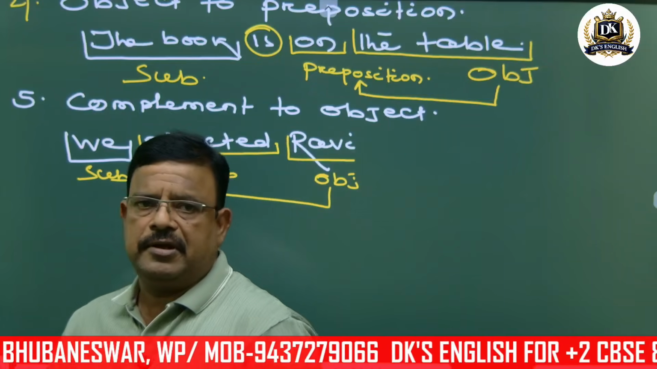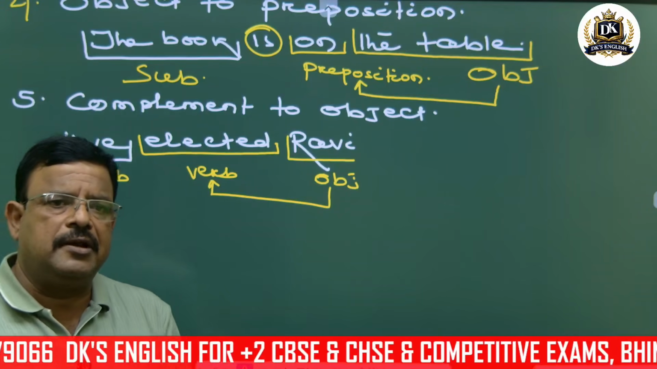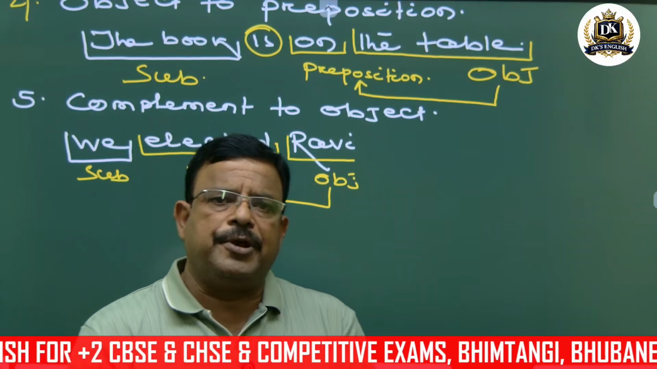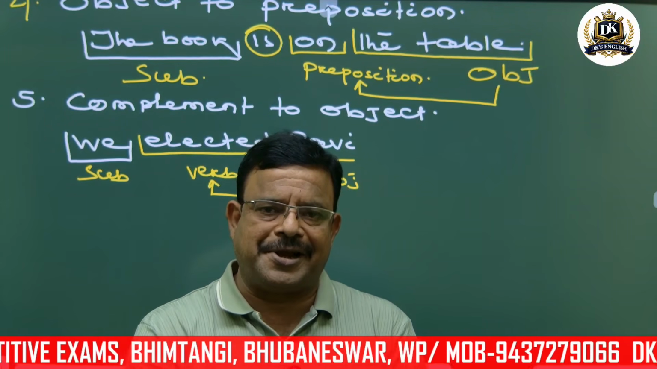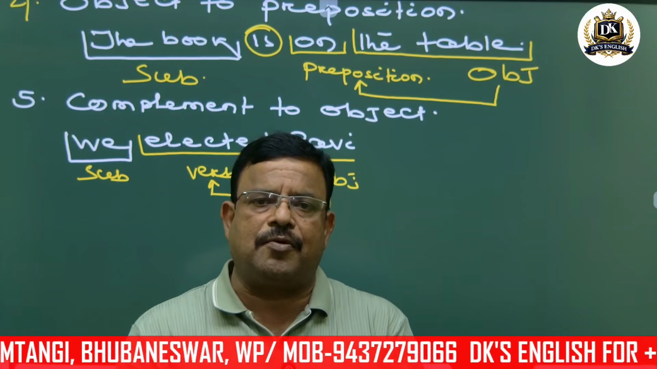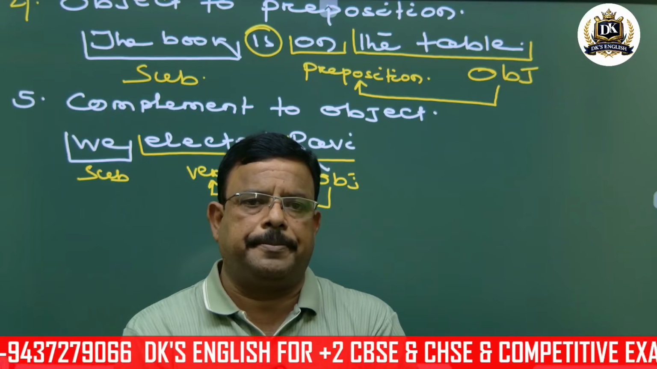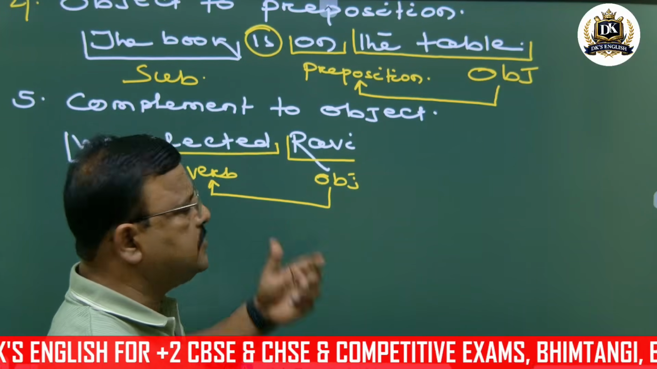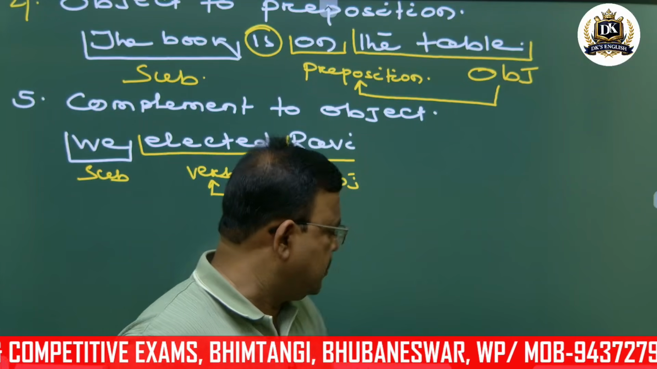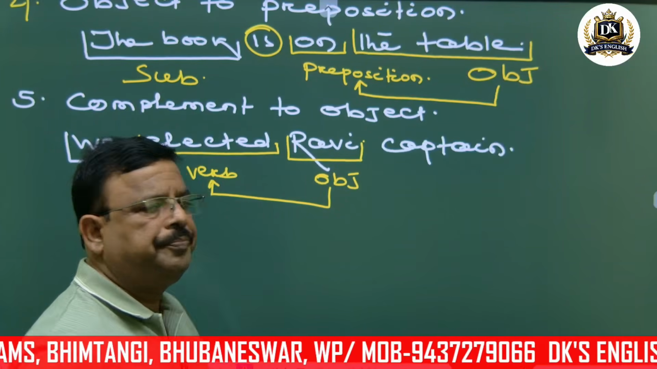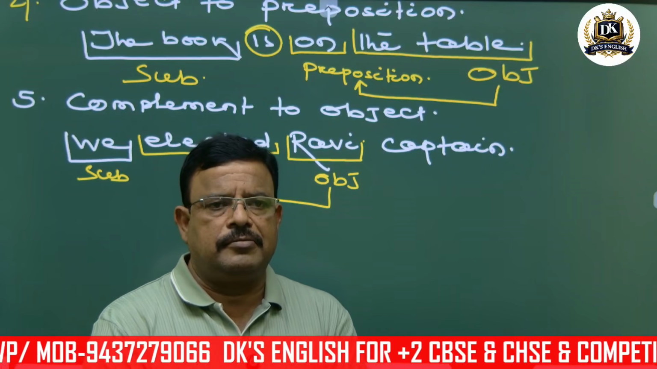We elected Ravi. If I write this much, we elected Ravi, what does it mean? We elected Ravi as what? President, secretary, captain, monitor, X, Y, Z? The sentence does not have a proper meaning. It is not logical, it doesn't give any logical sense. So suppose I write here captain: we elected Ravi captain. Here it gives a logical meaning.